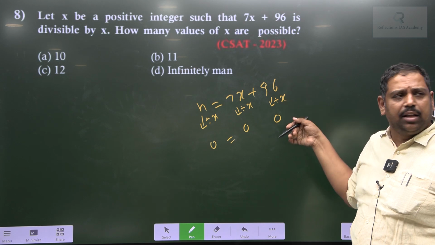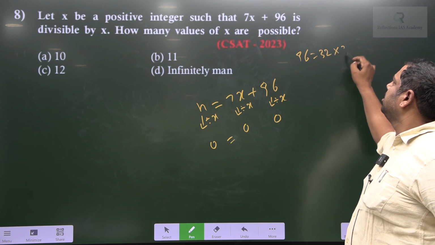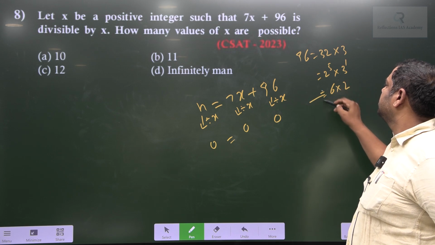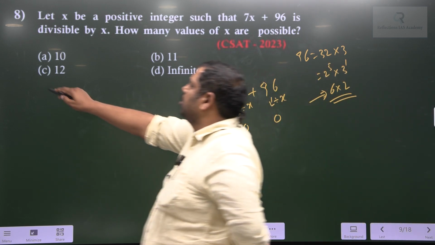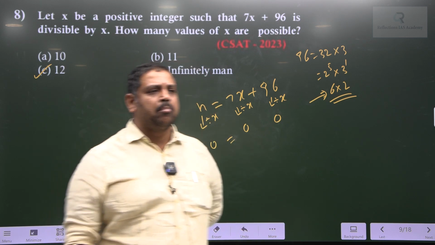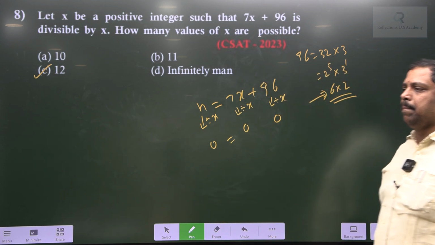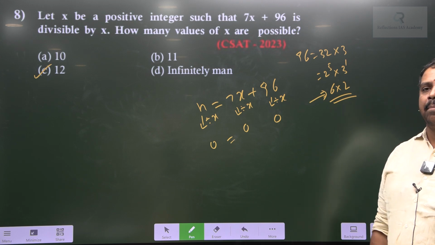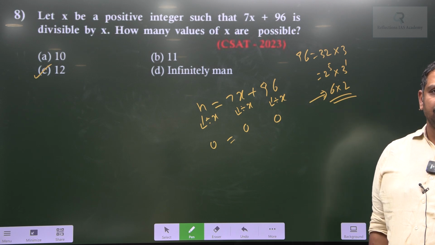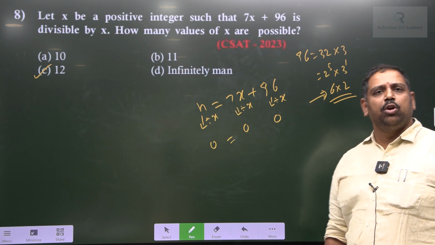Means how many factors are there for the number 96? 96 means 32 into 3, right? 32 means 2 power 5 into 3 power 1, right? So 6 into 2, the number of factors. How many are there? 12. Am I clear? Can I go to the next one? Again, he asked for the number of factors only, but not asking directly to calculate the number of factors, giving it in a beautiful manner.